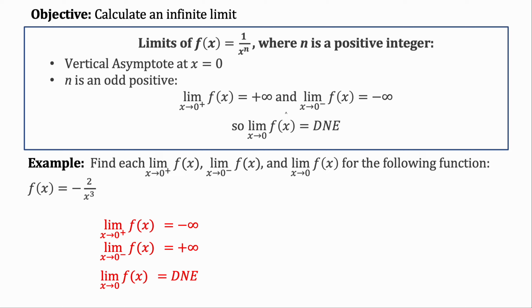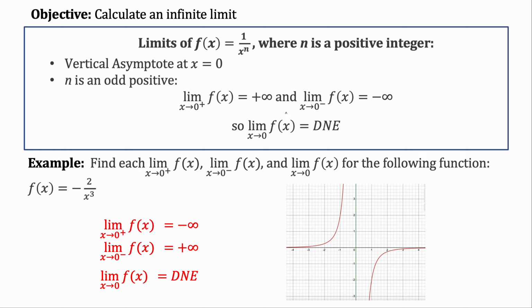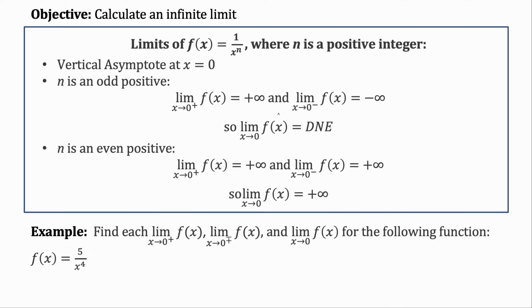Now, we can verify that if we know what the graph looks like. This is the graph of the function negative 2 over x cubed. At 0, we have an asymptote. The left end is heading upward, and the right side of 0 is heading downward. So you can see that is our negative infinity answer to the first one. That is our answer, positive infinity, as we approach it from the left. And so that means we wouldn't have a limit at 0.